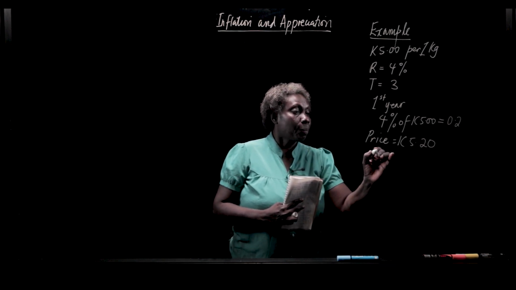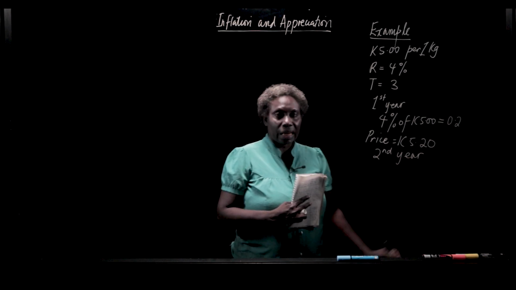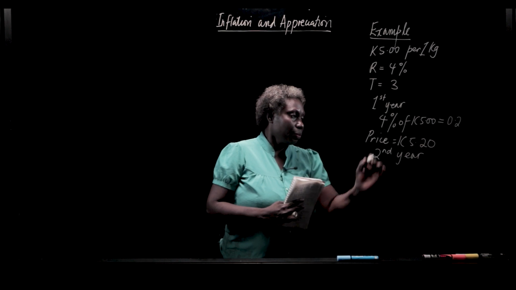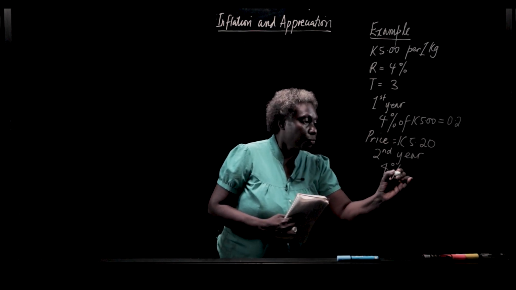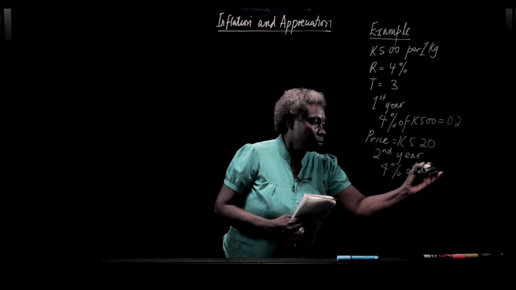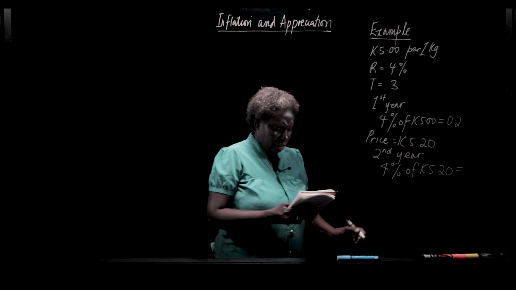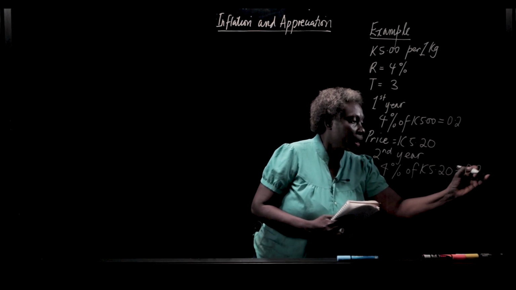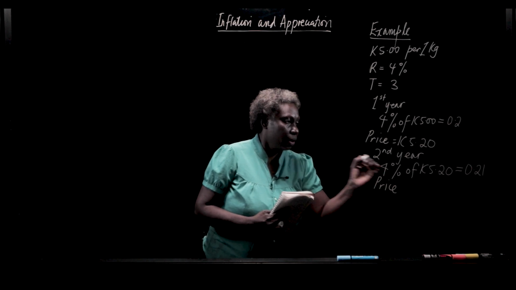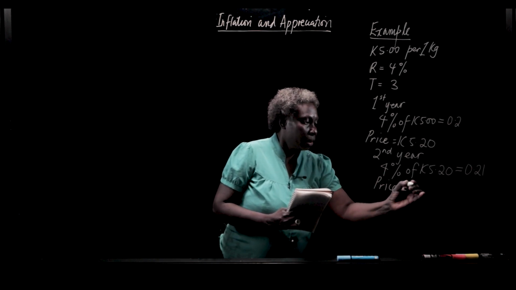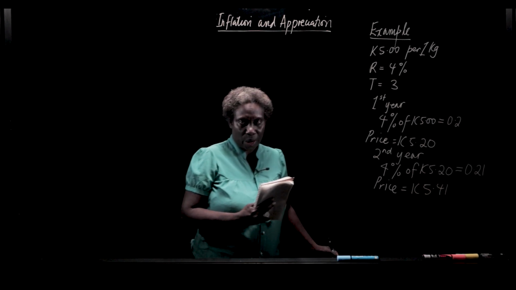Let's see what the price of that packet of rice is at the end of the second year. Again, we know that it's 4%. So this time it is going to be 4% of 5 kina 20 toya, and that is 21 toya. So the price at the end of the second year will be 5 kina 41 toya.